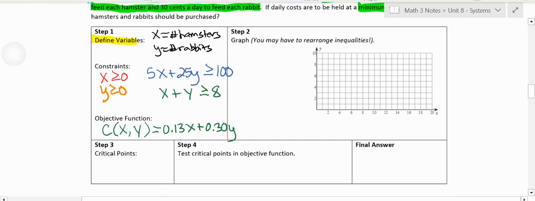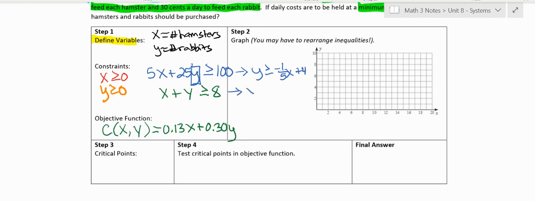We're now going to graph this out. I'm going to rewrite it in slope-intercept form by solving for y, but again, you don't have to. I'm going to skip the steps to show that, but you would have y is greater than or equal to negative 1/5 x plus 4, and then this one would be y is greater than or equal to negative x plus 8. And then we have our other inequalities. I'm going to give you a moment to try to graph it yourself and then identify the critical points, and then we're going to evaluate.